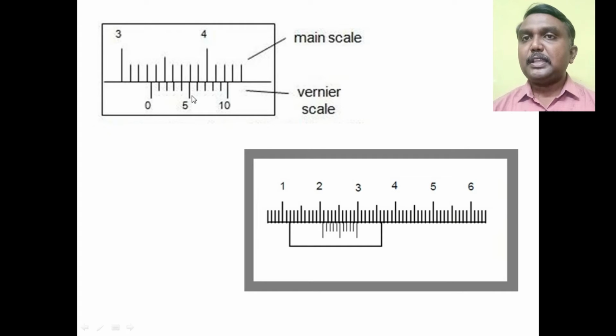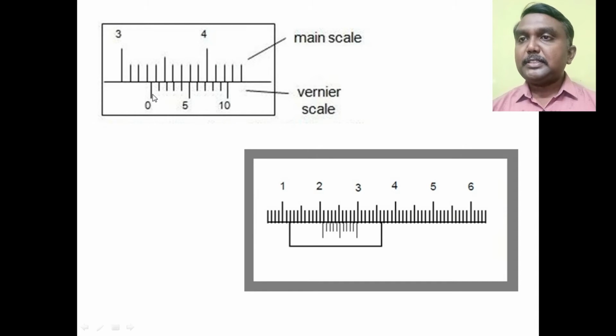So this gives the main scale value. Here the 0 of the vernier is placed between 3.3 and 3.4. We must put 3.3. We must concentrate on the least value of this position. So 3.3 is the main scale reading. So the MSR value is 3.3.